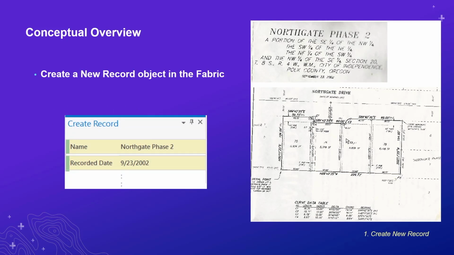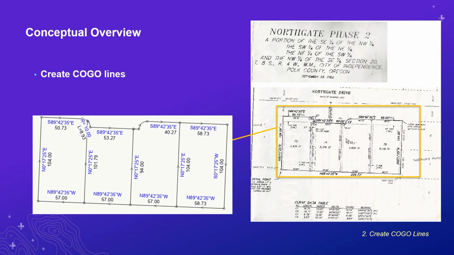When you create a new record object in the fabric, you're really creating the container that represents the legal document. You'll create a record in the records table. You'll give the record a name and the date, the recording date, and various other attributes and properties for that record. And then within that record, we'll add the lines, the record lines that come off the land records document, and those are all contained within that same record within the system.